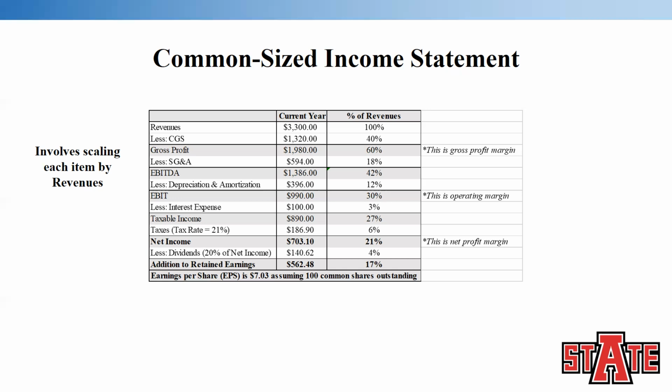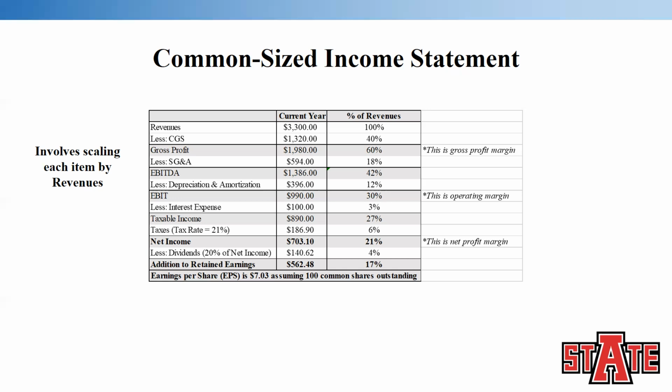SG&A was 18% of revenues, meaning that if revenues go up by $1, we have 18 cents more in SG&A. EBITDA is 42% of revenues. Depreciation and amortization, interest expense, and taxes, we usually aren't quite as interested in interpreting those as a percentage of revenues. I went ahead and calculated them as a percentage of revenues just to be consistent. But you can make the argument that depreciation, amortization, and interest expense should stay the same year over year, because both of those are going to be more based on what our company's capital expenditure policy is, what our capital structure policy is in terms of our use of debt.